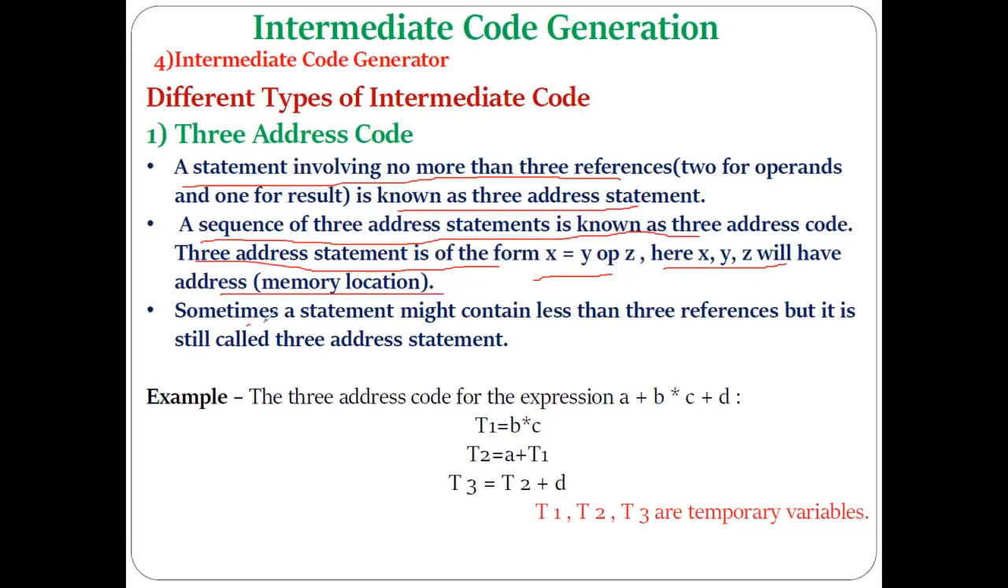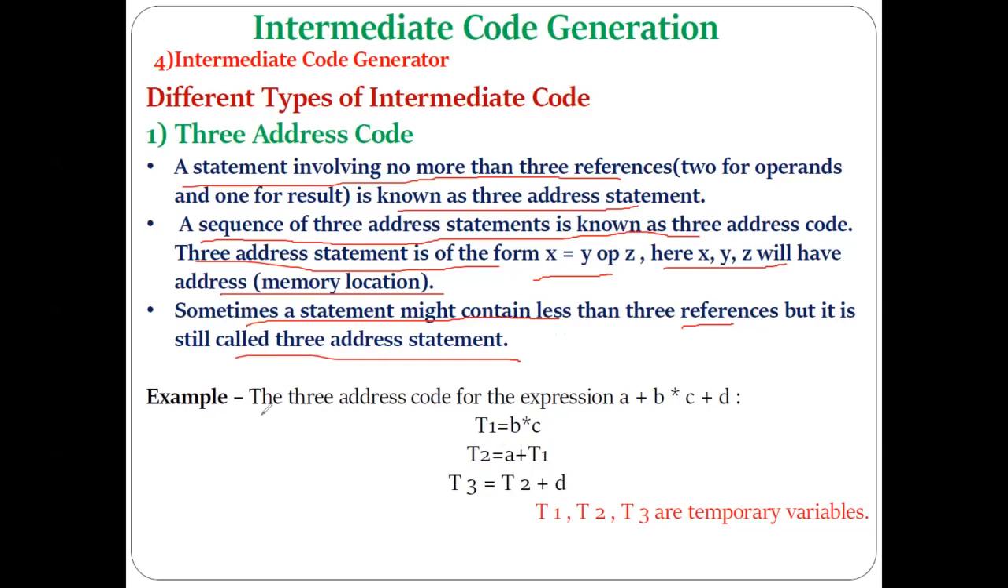Sometimes a statement might contain fewer than three references, but it is still called a three address statement. Even if a statement contains two operands or one operand, it is still considered a three address statement. Only a statement that has more than three operands cannot be called a three address statement or three address code. It should have at most three addresses. It can be one, it can be two, or it can be a maximum of three.